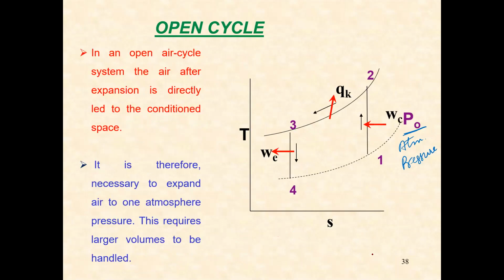Now let us talk about the open air cycle. In the case of the open air cycle, the pressure at state point 1 or state point 4 cannot go below the atmospheric pressure. So what is happening in this particular case?